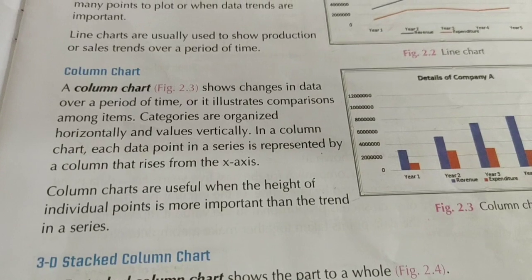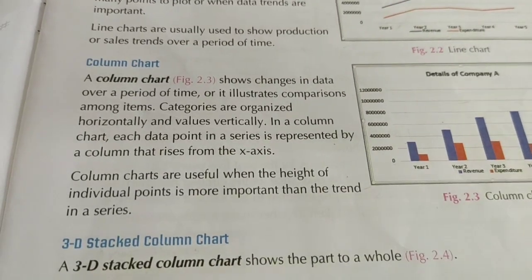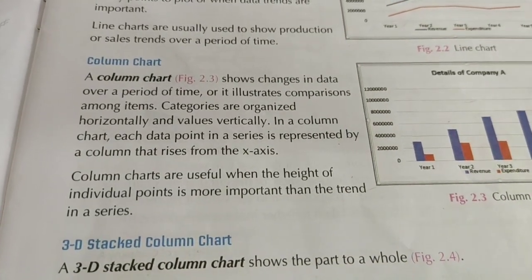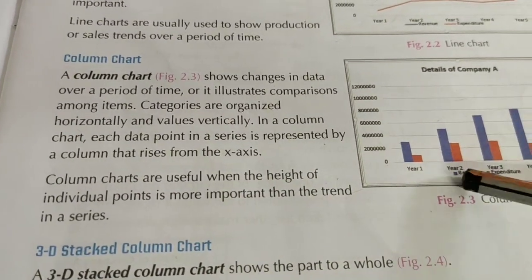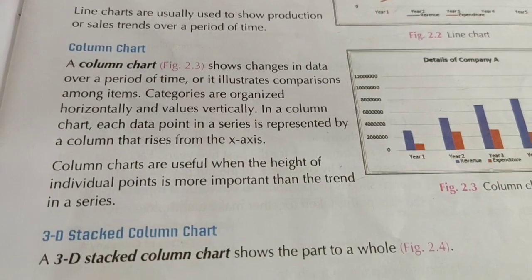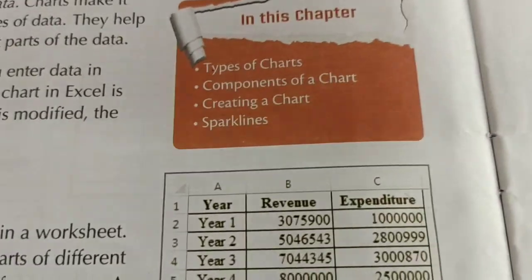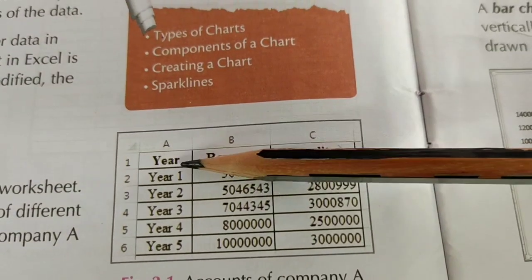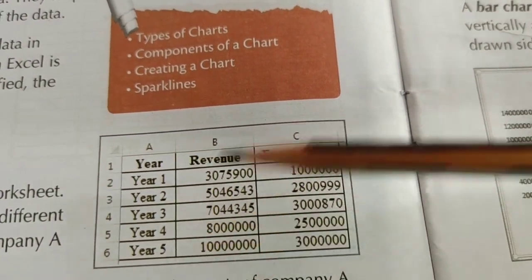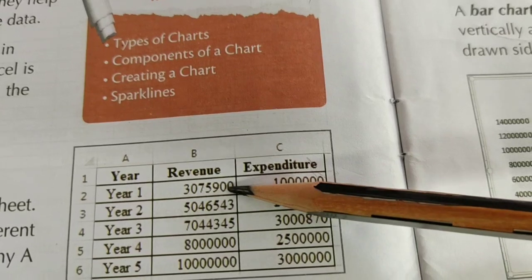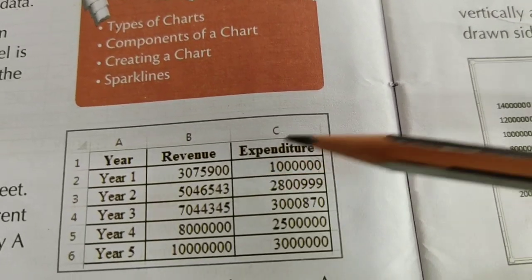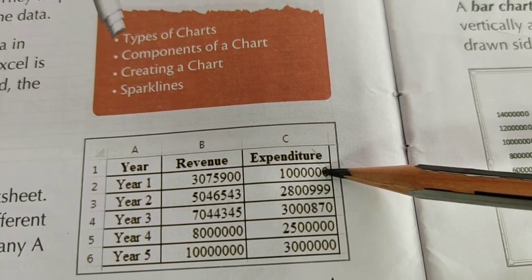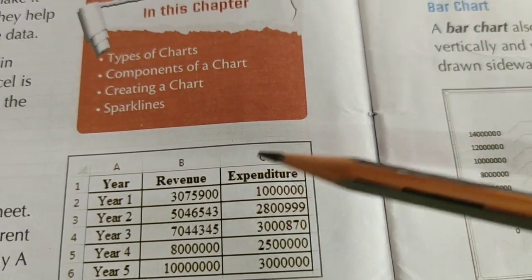The next one is the column chart. A column chart is a chart that represents data with rectangular bars. I will show you this diagram, but first I will show you this table. You see year 1, year 2 till year 5 is given here. For year 1 the revenue is 30,75,900 and the expenditure is 10 lakhs.